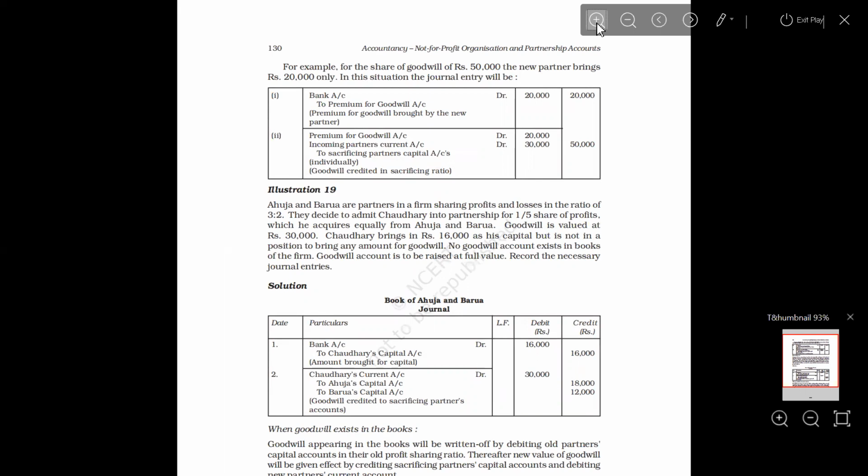Ahuja and Bara are partners in a firm sharing profit and loss in the ratio of 3:2. They decide to admit Chowdhury into partnership for a 1/5 share of profit. Chowdhury's 1/5 share of profit, he acquires equally from Ahuja and Bara.